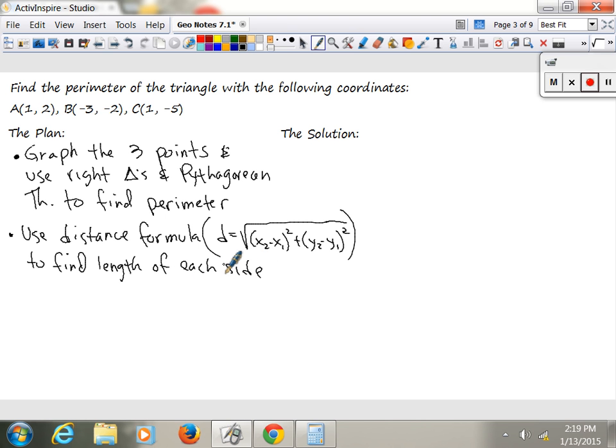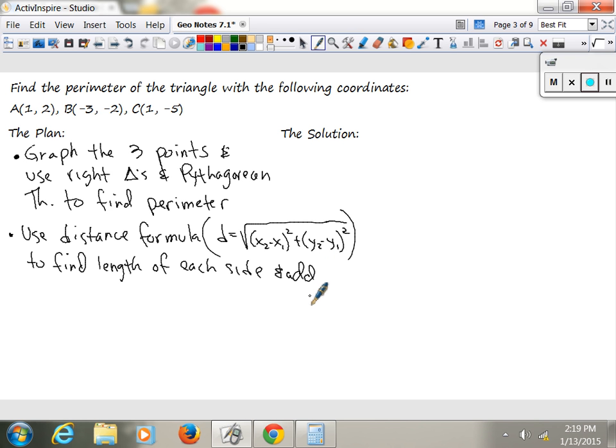So both of these will actually work. This side will work, this one will work. This one's going to take us less time because we're just going to be plugging them into the formula and then adding them up and getting our perimeter. So, to find the length of each side and add. Because you want to add them together to get your perimeter.